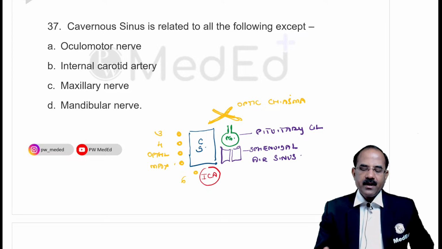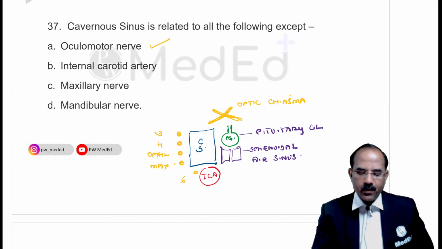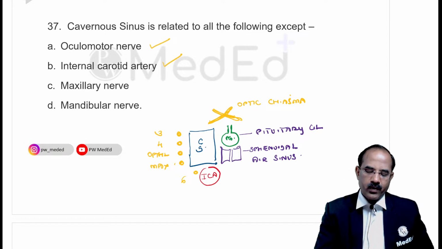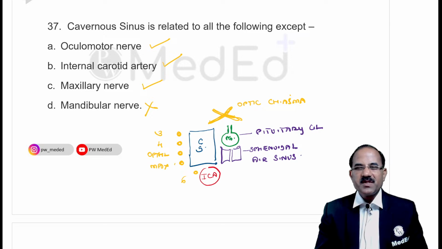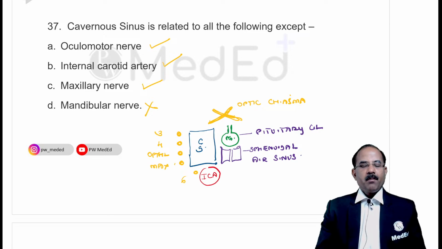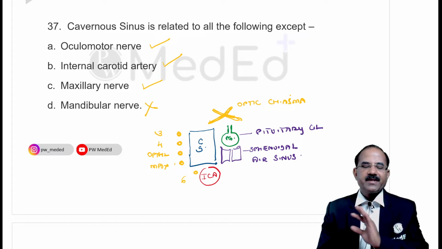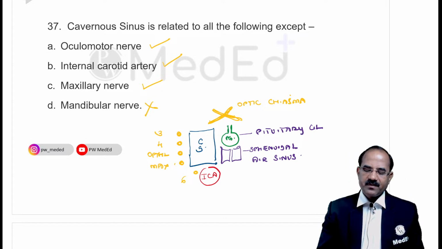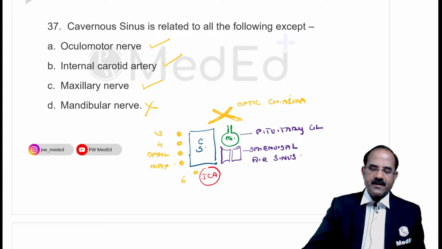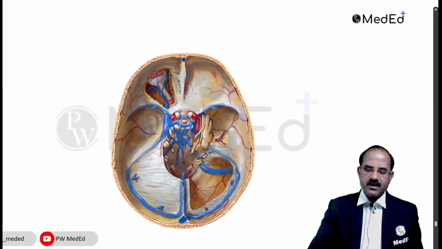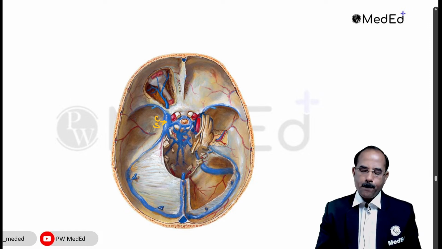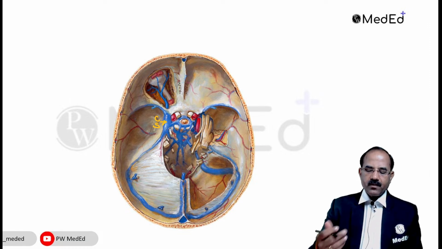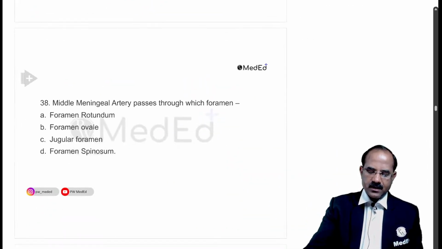Looking at this slide, the cavernous sinus is related to all the following except: oculomotor nerve, yes, in the lateral wall; internal carotid artery, yes, in the floor; maxillary nerve, yes, in the lateral wall. Mandibular nerve is not related at all to the cavernous sinus. Mandibular nerve is much away from the cavernous sinus. It is very far from the cavernous sinus. Clear? So that's how the cavernous sinus is. I hope this is clear to all of you students. This is the cavernous sinus. So I've told you the relations of the cavernous sinus. That is what the MCQs are.